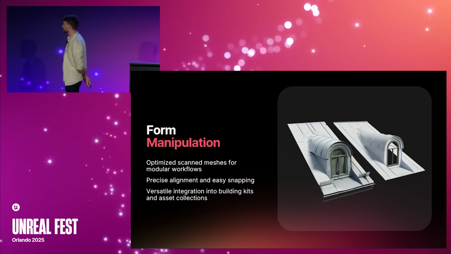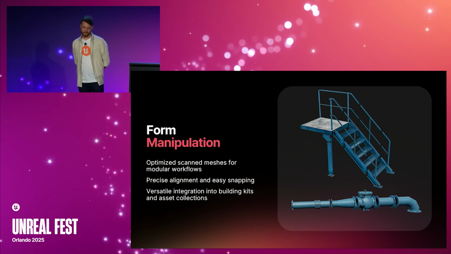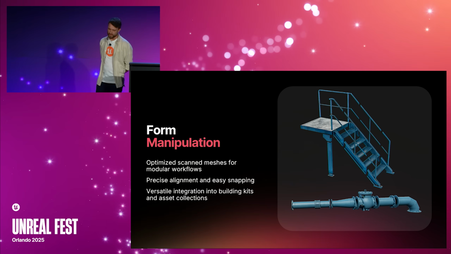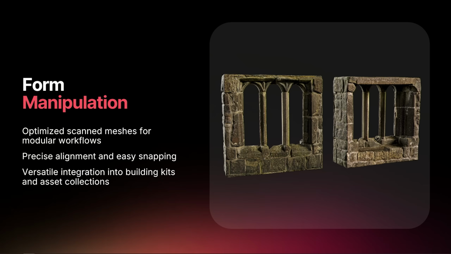A lot of our architectural scans have issues with scanned glass, where you also have to remove all of that as well to make them more versatile. These modular assets seamlessly integrate with tools like PCG or any other parametric tool, enabling efficient and versatile asset creation. Compatibility supports easy integration into larger asset collections and modular building kits.